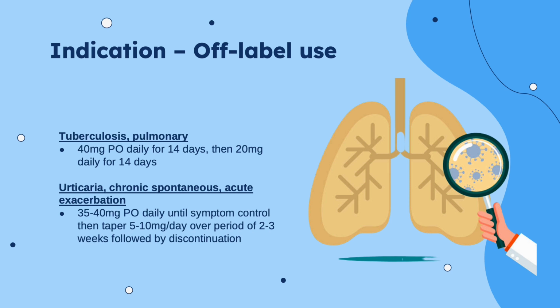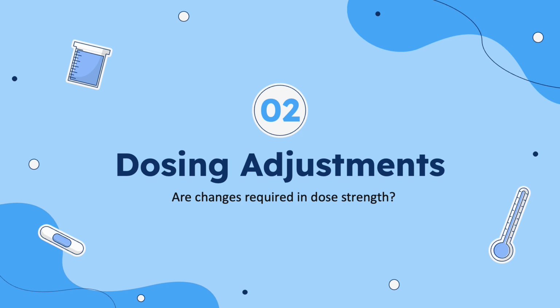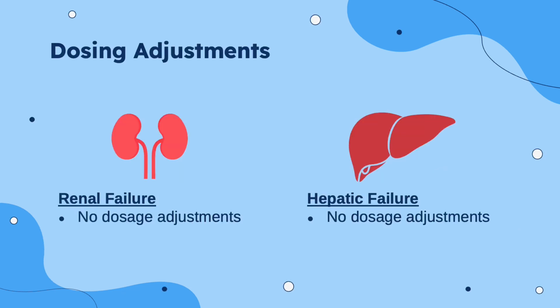therapy. For urticaria, chronic, spontaneous, or acute exacerbation, prednisone is orally dosed 35 to 40 mg once daily until symptoms are controlled, then taper 5 to 10 mg per day over a period of 2 to 3 weeks, followed by discontinuation. Now we'll be discussing dosing adjustments. Are changes required in dose strength? For renal and hepatic failure, there are no dosage adjustments indicated.